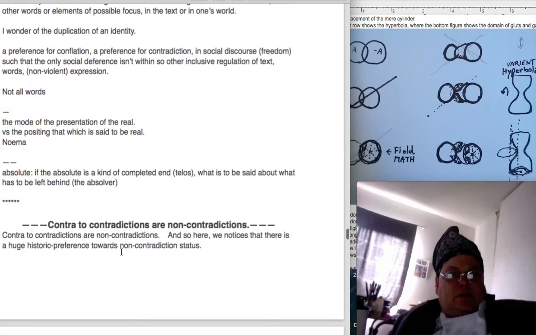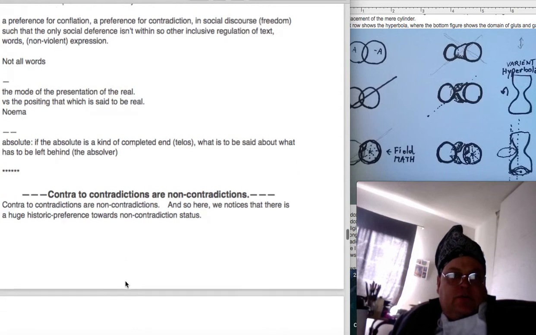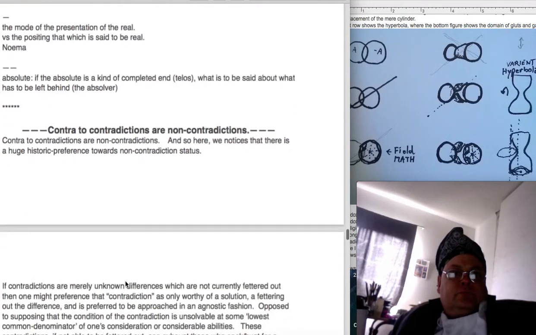A preference for conflation, a preference for contradiction in social discourse, freedom, such that the only social deference isn't within some other inclusive relegation of text words, nonviolent expression, not all words, the mode of the presentation of the real versus the positing of that which is said to be real. Pneuma.